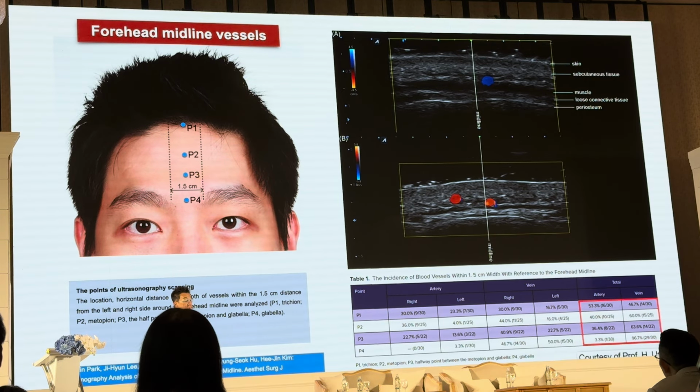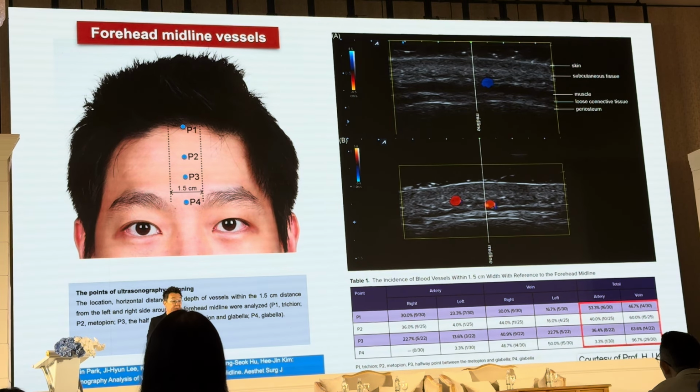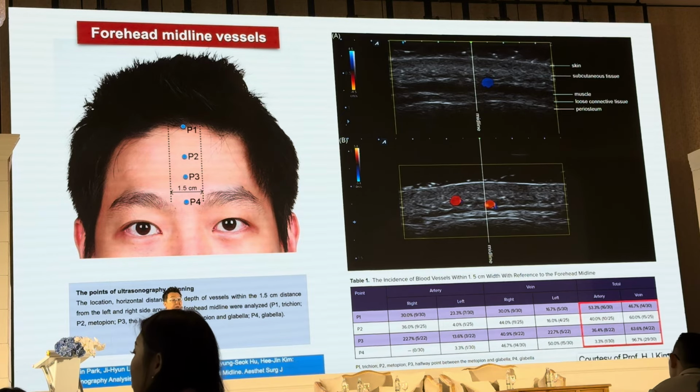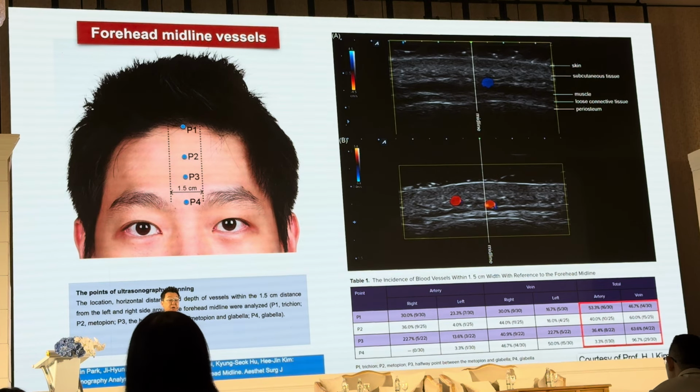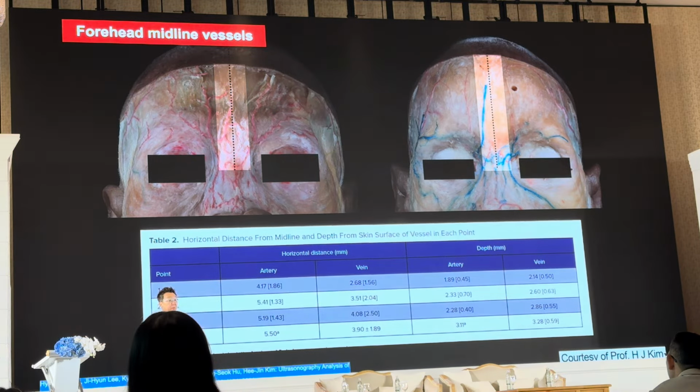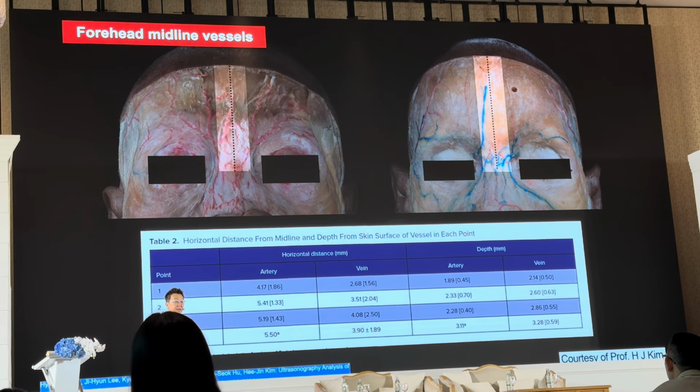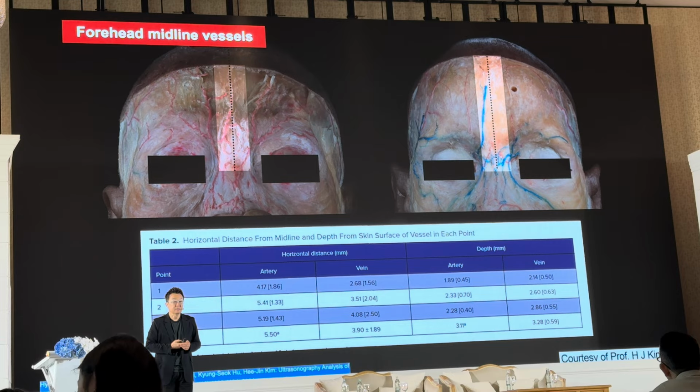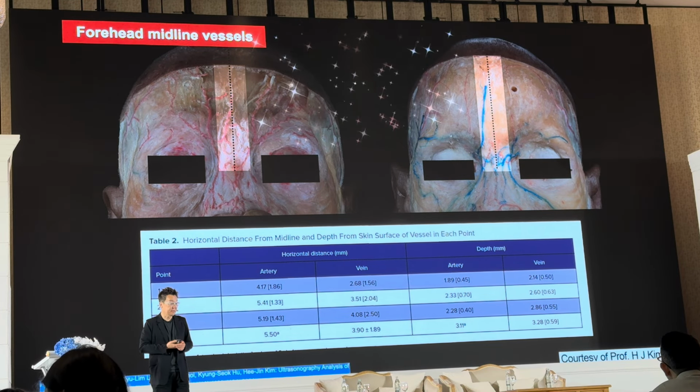We name these vascular structures the forehead midline vessels. As you can see, these vessels run in the midline of the forehead, but unfortunately, they run in the subcutaneous layers, not on the bone, and not deep to the muscles. So we can observe the artery and vein structures in more than 60, or even 95%, of cases at the glabellar release areas. You should understand these vessels to prevent any vascular compromise.